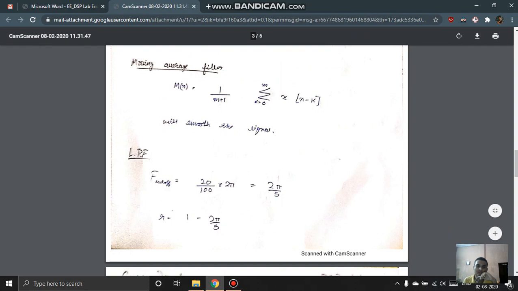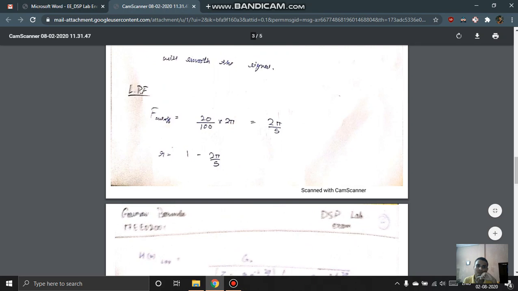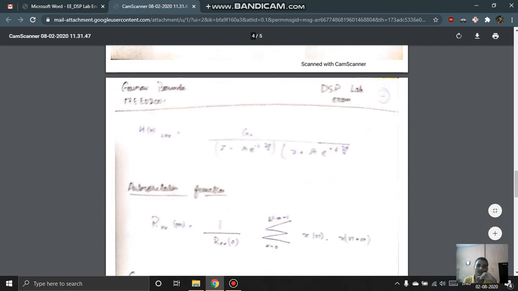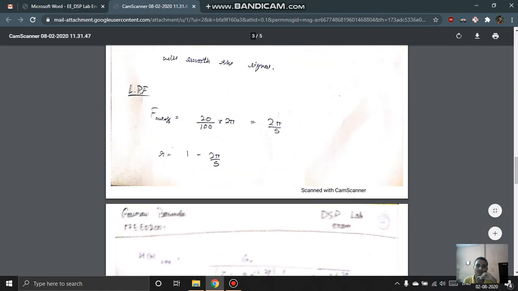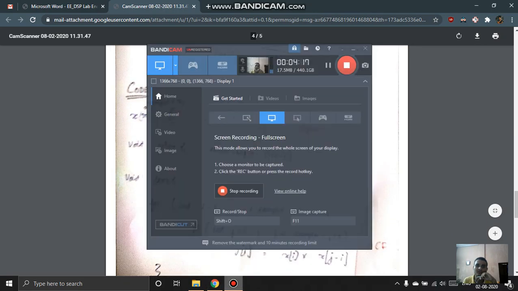So basically we'll find the phase for this LPF. That is 20 upon 100 into 2 pi, which gives us 2 pi by 5. Using this we can also find R. R is basically 1 minus this. This is not actually very clear, but this is the expression for the LPF using this value of R and phase. And this is the basic expression for the autocorrelation function, that is this sum divided by the energy.